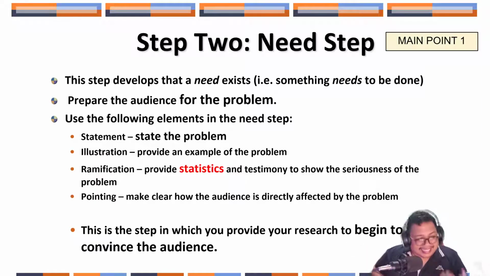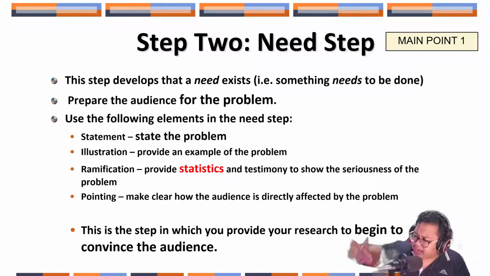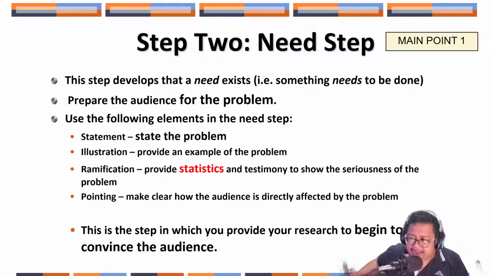Ramification, show statistics, like I said, charts, graphs. Those are important because you want to show the seriousness of this problem. So 70% of indirect smokers have died previously, for example. And then pointing, you make it clear that the audience is affected because we are affected by the topic. So you need to show the seriousness. Everything shows the seriousness of the problem. This is the step in which you provide your research to begin to convince. What do you mean by research? The things that you have read, the information, the facts, the charts and everything.